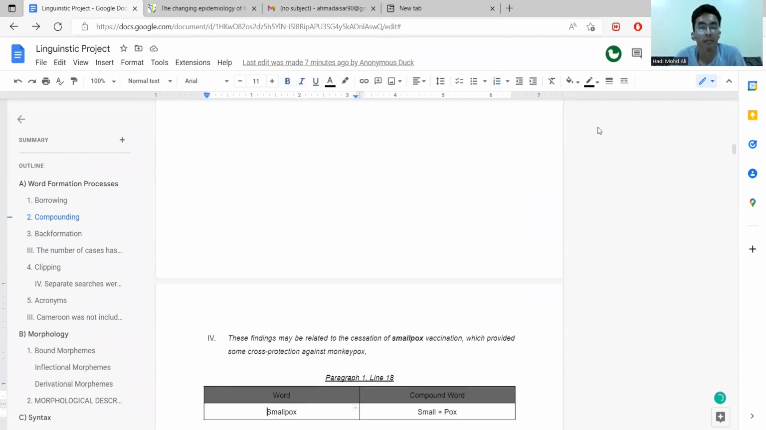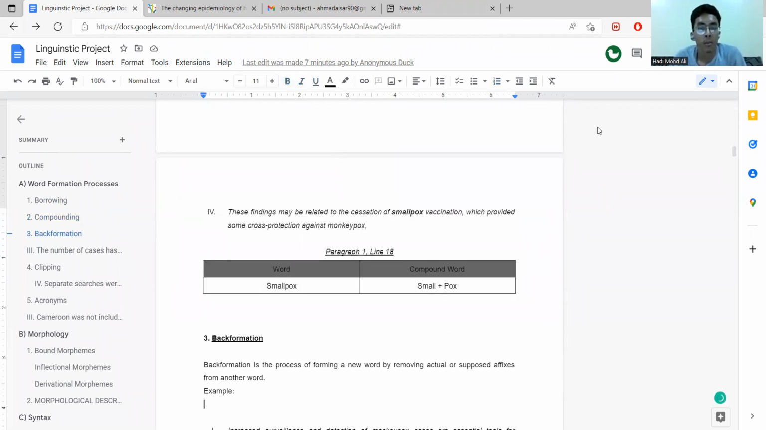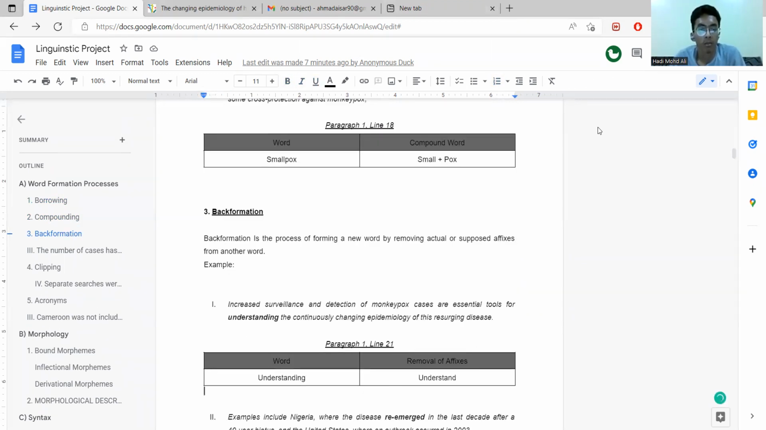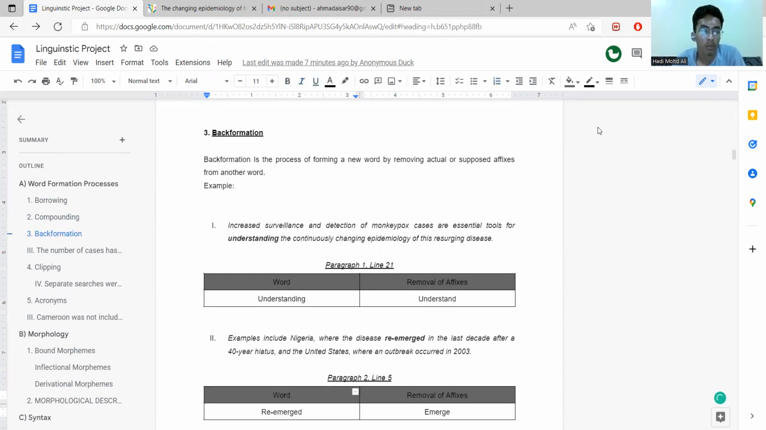So back formation is a process of forming a new word by removing actual or supposed affixes from another word. For example, increased surveillance and detection of monkeypox cases are essential tools for understanding the continually changing epidemiology of this resurging disease, which is from the word understanding, and then the removal is the understand. So moving on to clipping.